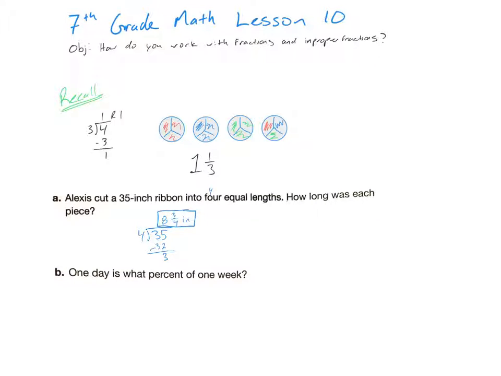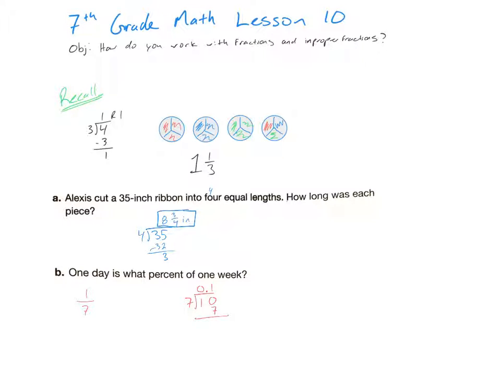Now part B says one day is what percent of 1 week? So we know that a week has 7 days in it, and that 1 day is just one of those 7 days. So what I need to do is I need to say 1 divided by 7. Well, we know 7 doesn't fit into 1. And so we'll add a decimal place and a 0. 7 goes into 10 one time.